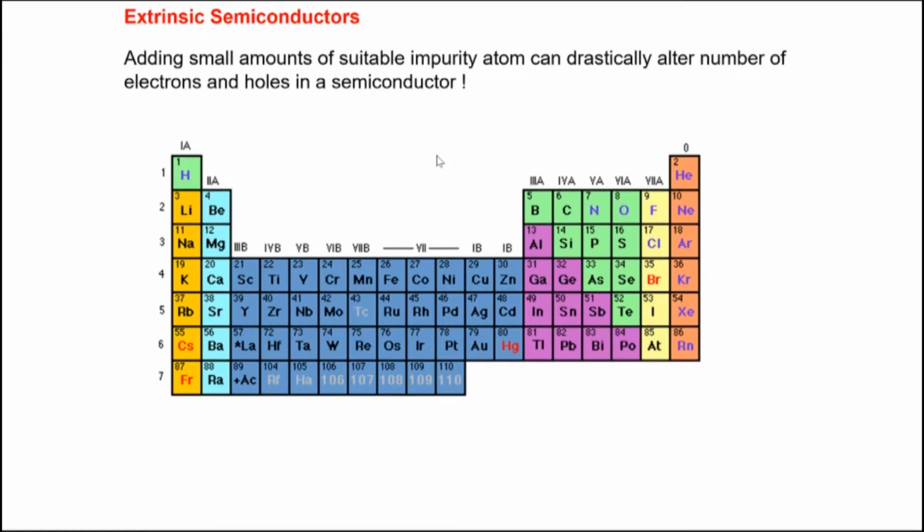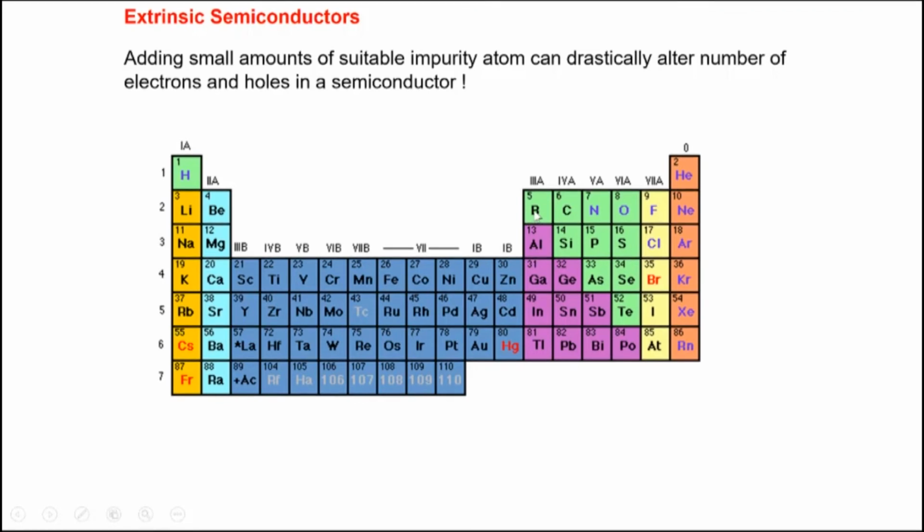Now, if you want to alter the number of electrons and holes, you can do that by adding impurities. That process is what we call doping. If you want to increase the number of electrons, silicon belongs to group 4, so you go to an impurity which lies in group 5. Group 5 has 5 electrons in the outer shell, so it has an extra electron. That is going to increase the number of electrons if you add it to the semiconductor.